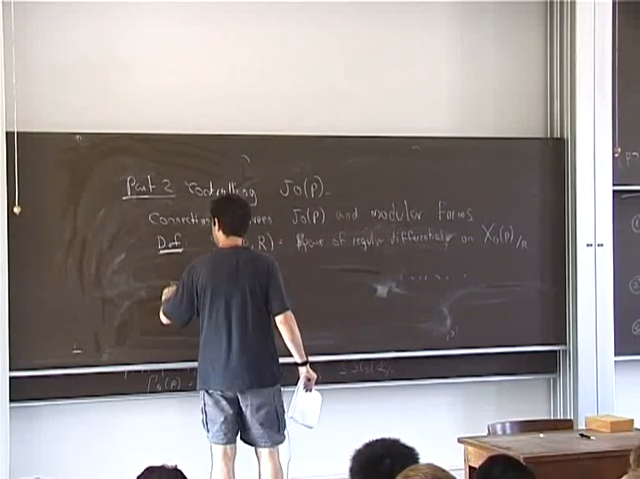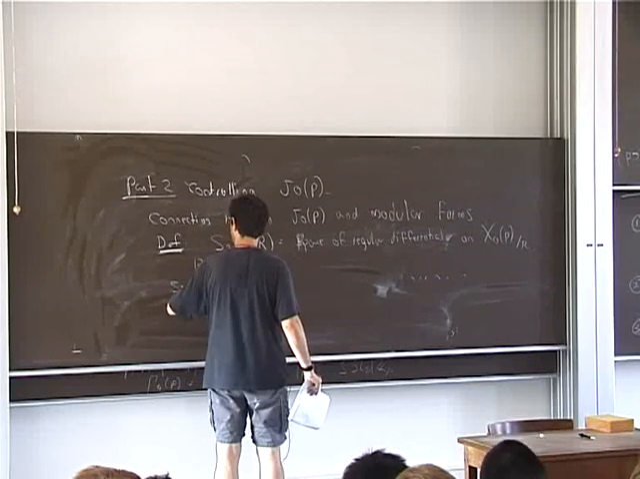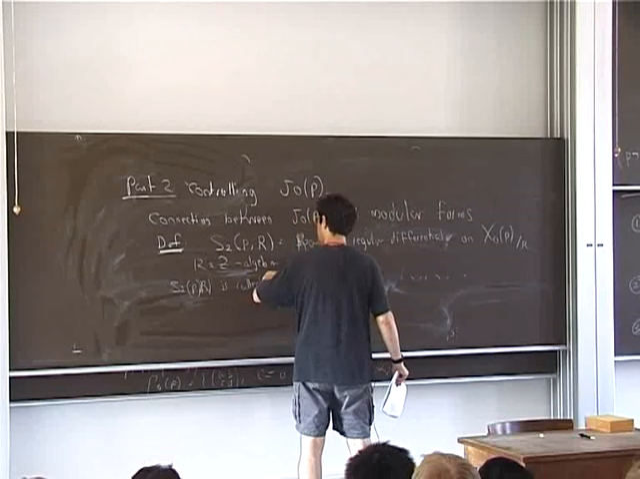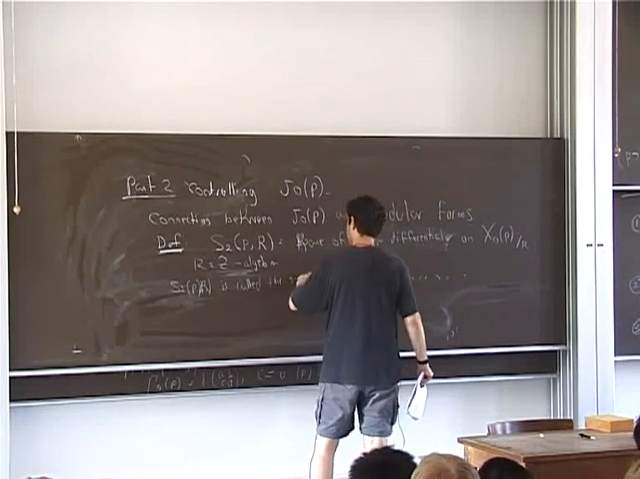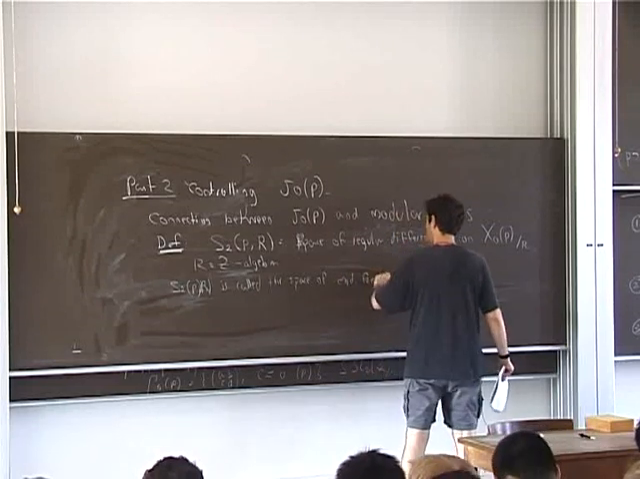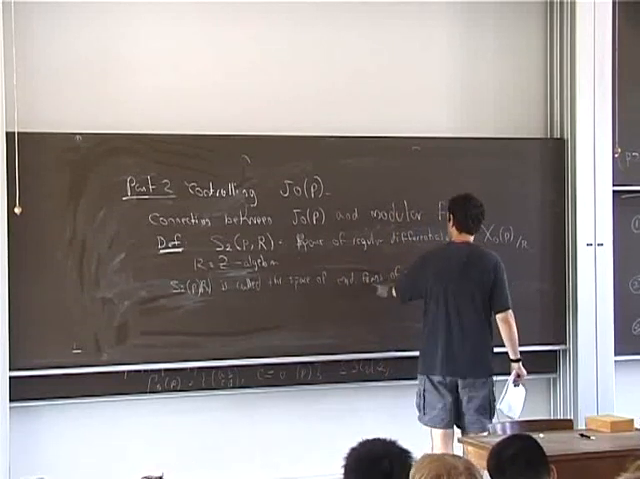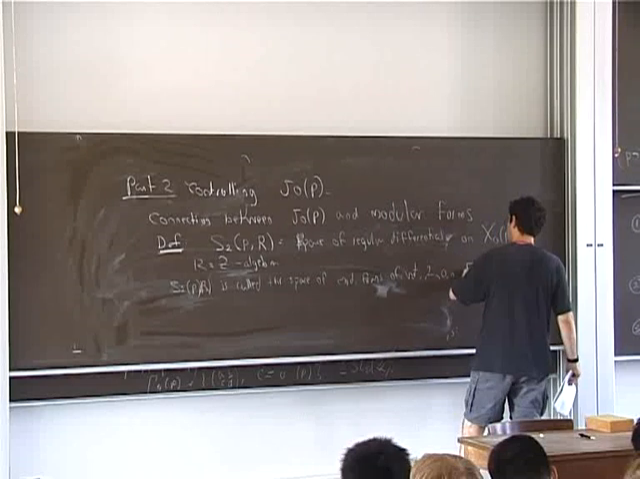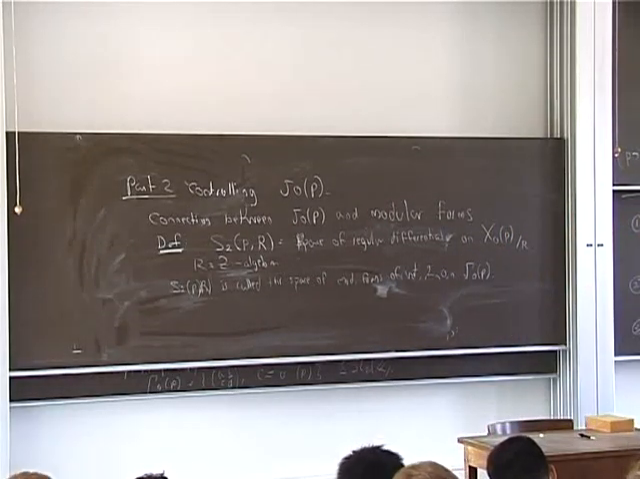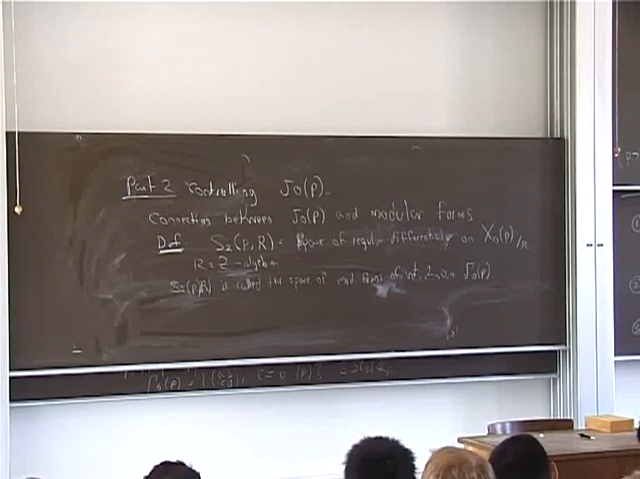So this S2 of P, R is called the space of modular forms of weight 2 on gamma naught of P, or of level P and weight 2. Now, where does this terminology come from?